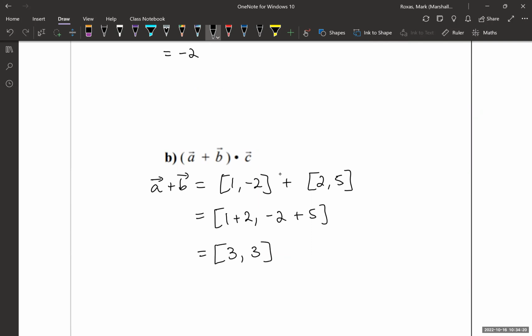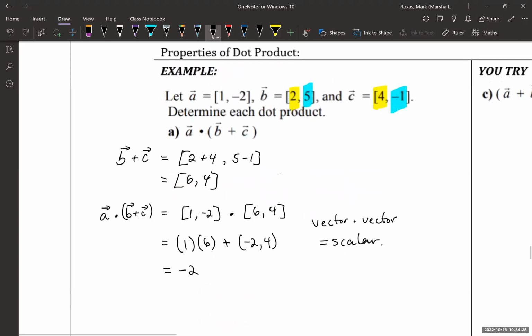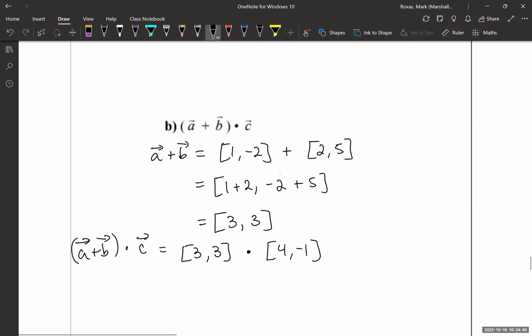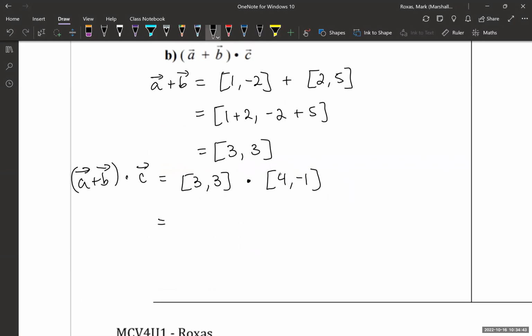Then we're going to take that and dot it with C. So A plus B dotted with C is going to be 3 and 3 dot, since A plus B we already established is 3 and 3, and C is 4 and negative 1. Remember, we have to multiply the x components, so 3 times 4, and add that to the product of the y components, 3 times negative 1. Altogether, that's 12 plus a negative 3, which is 9.